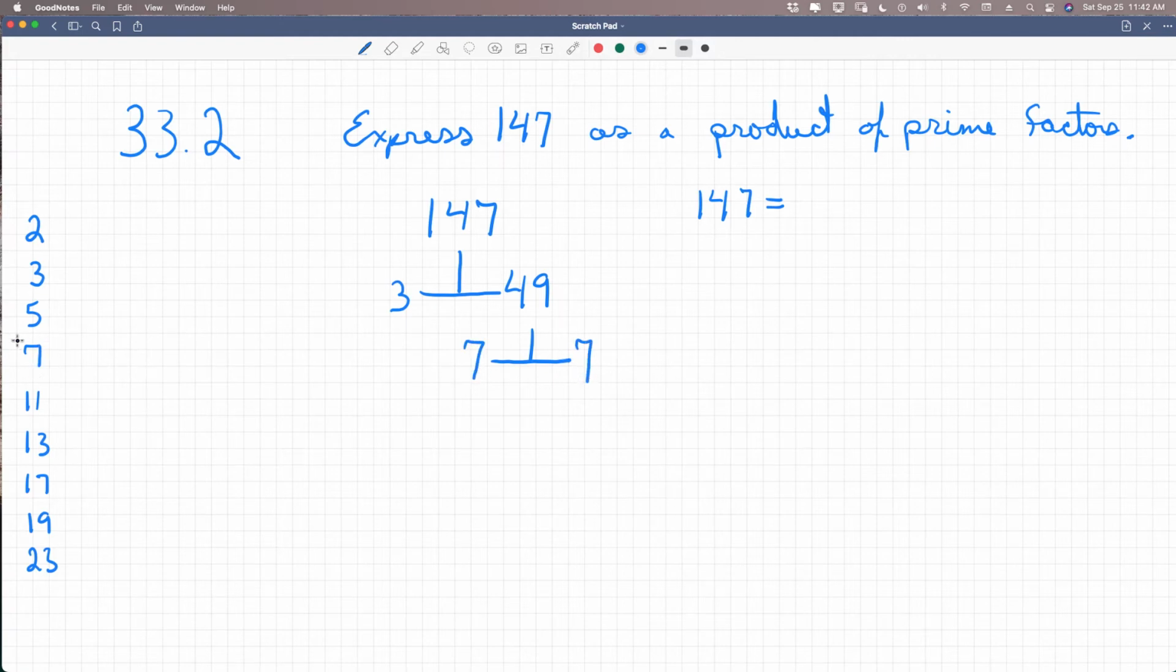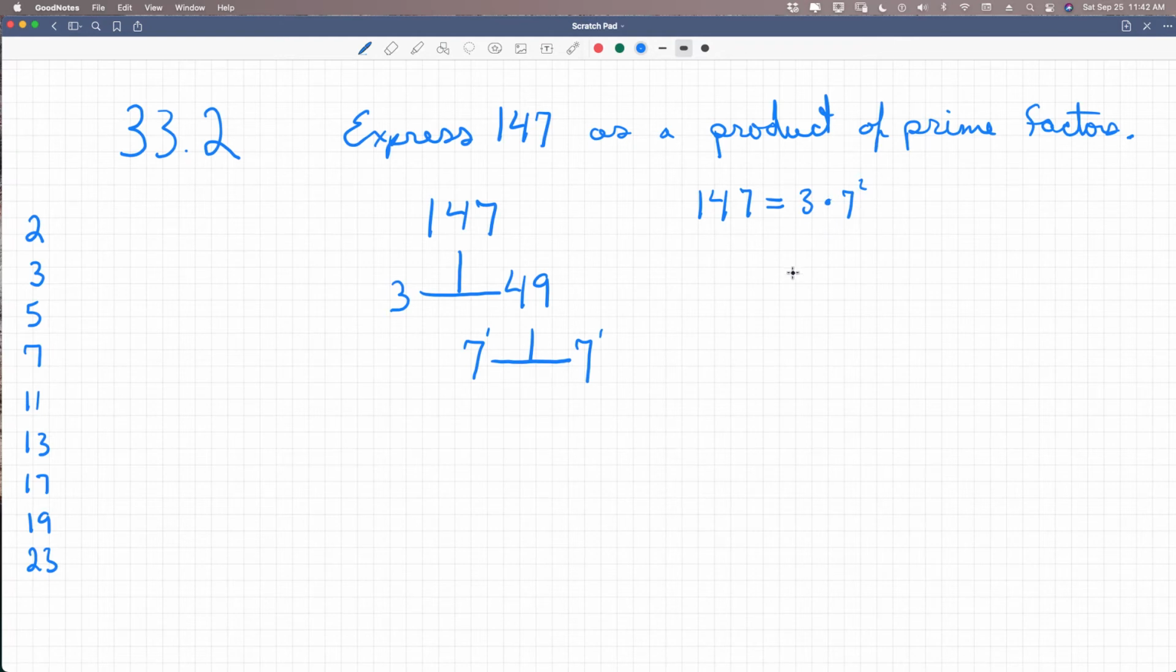From our list, 7 is a prime number. So this is as far as we can go with 147. And we have 7 once, 7 twice, so 3 times 7 squared. And in general, whenever you are writing out your prime factorization, you want to put the factors in numerical order from least to greatest.